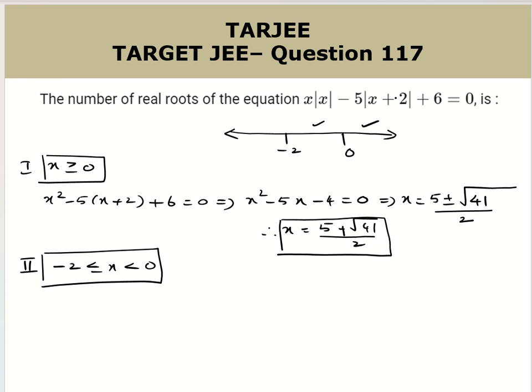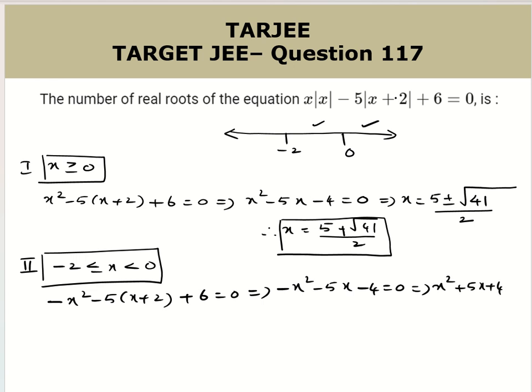So what happens to the equation? The equation becomes minus x square minus 5 times x plus 2 plus 6 is equal to 0, which can be rewritten as minus x square minus 5x minus 10 plus 6, minus 4, is equal to 0, which is nothing but x square plus 5x plus 4 is equal to 0. This can be factorized as x plus 4 into x plus 1 is equal to 0, which gives me x is equal to minus 4 or x is equal to minus 1. But the criteria is x has to lie between minus 2 and 0. Therefore, there is one solution, namely x is equal to minus 1, which also satisfies the criteria.